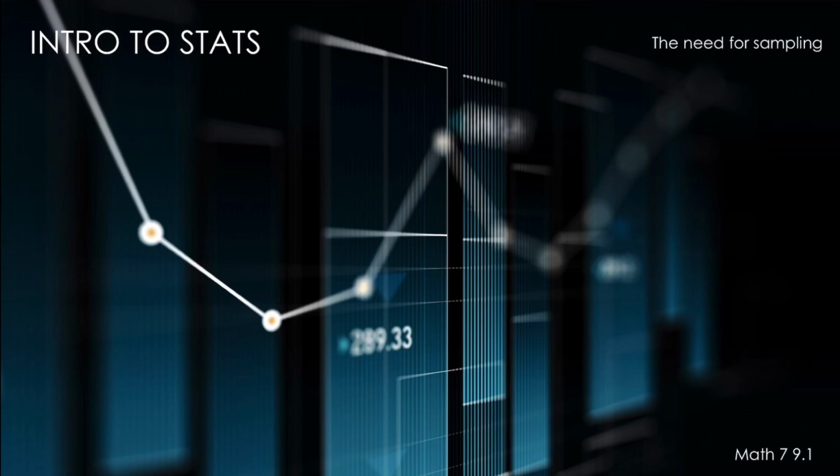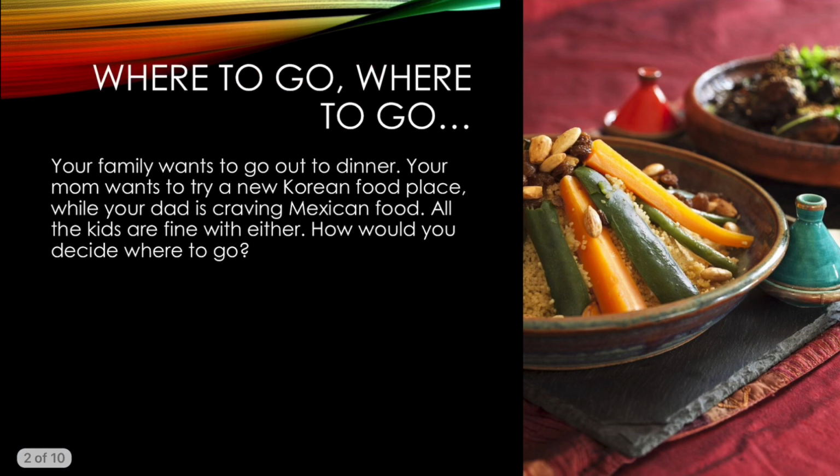This video is going to introduce statistics and introduce population and sample and why we would do sampling. So a scenario you've probably come across to introduce statistics is you might be deciding where to go for dinner and your mom wants to go get Korean food, your dad wants to go get Mexican food. The kids honestly just don't care, they just want to eat. How would you decide where to go?